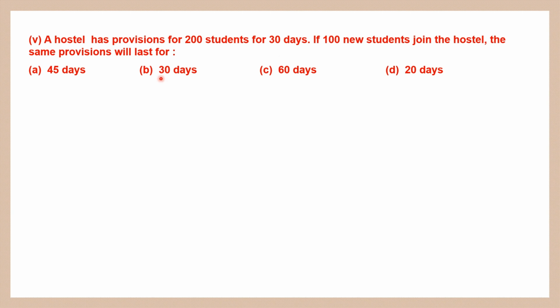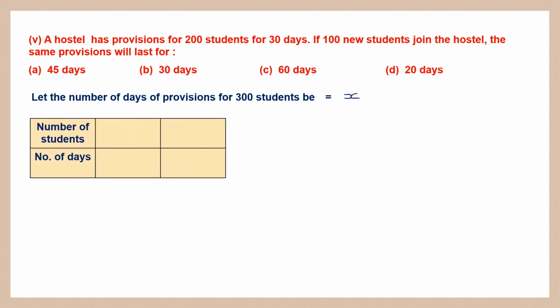So let's write down what is given to us. Let the number of days of provisions for 300 students be X. So now let's make a table. Number of students: when there are 200 students, the provisions lasted for 30 days. Now the number of students has increased. 100 more have joined, so now it is 300 students and we don't know the number of days.